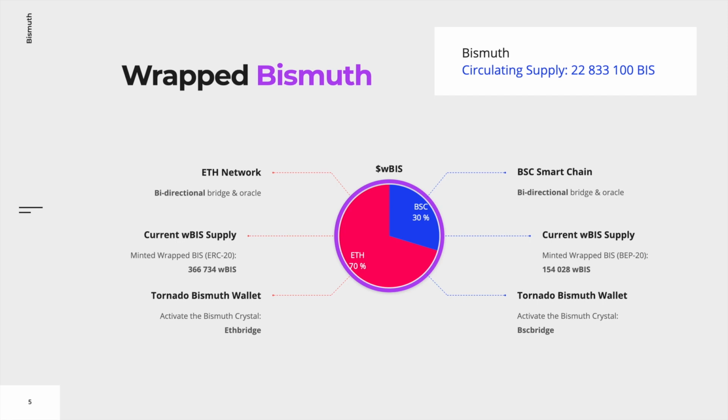On the left side, you see the Ethereum supply. It's around 366K Red Bismuth, and on the right side, you see 154K Red Bismuth on the Binance Smart Chain. There's a difference because the liquidity pool on the Ethereum side is larger. That's the reason why there's more Red Bismuth on the ETH chain than on the BSC chain.